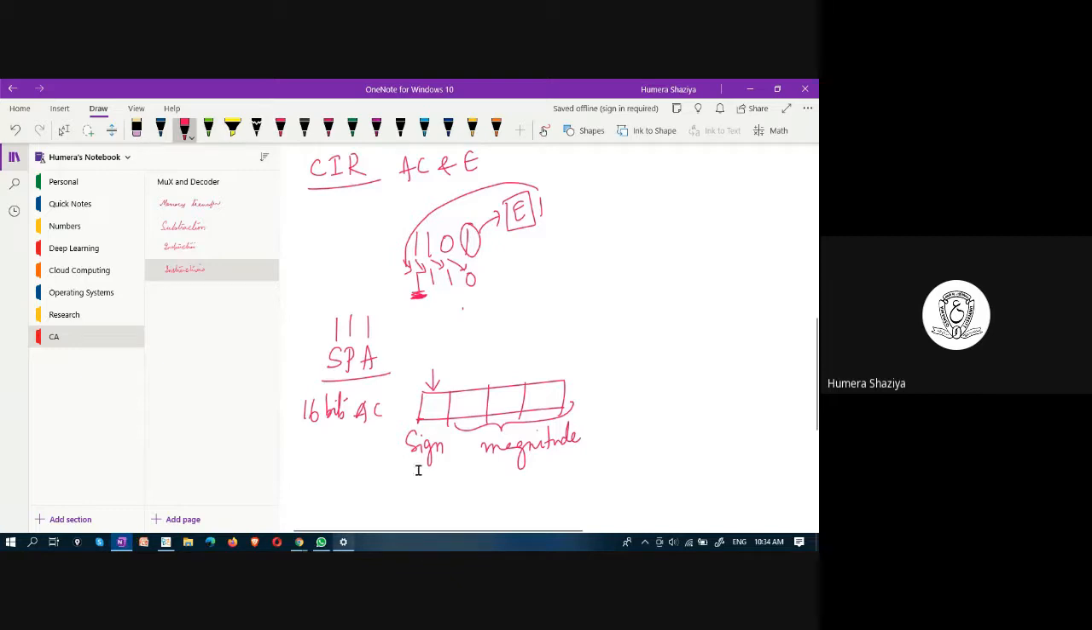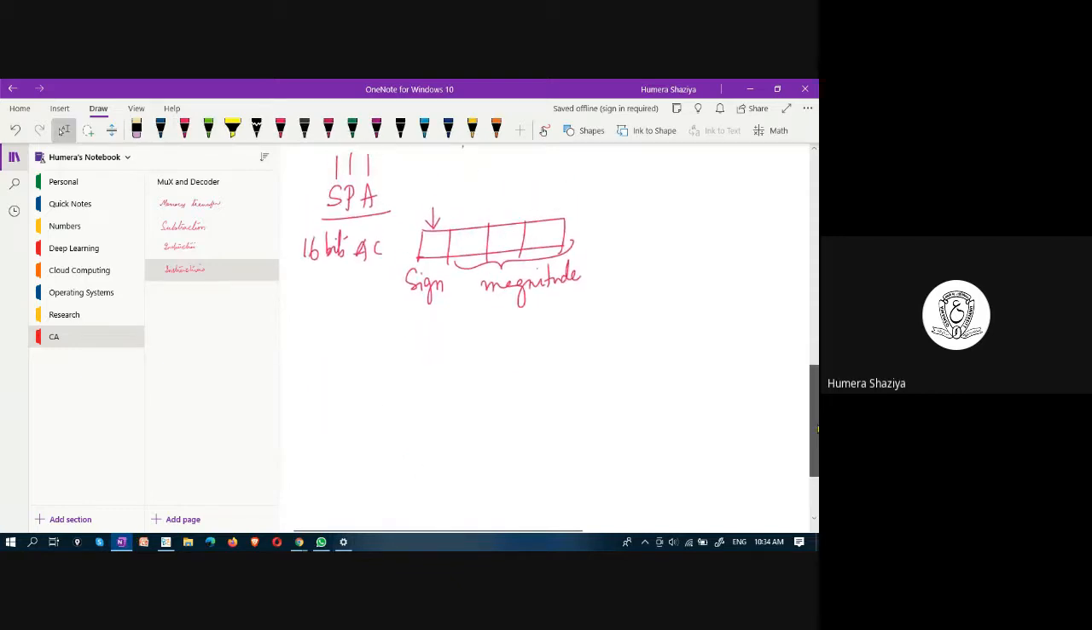In the case of SPA, how do you distinguish between a positive and a negative number? If it is -4, here you write 1, and 4 is 1, 0, 0. This is 4, and this one means minus. In this manner we write.